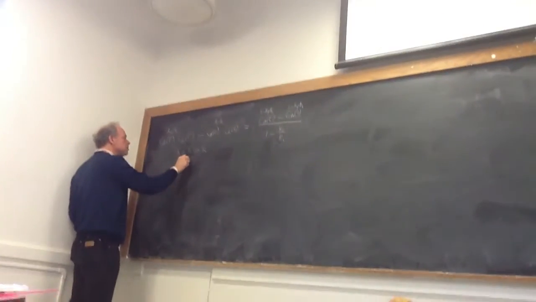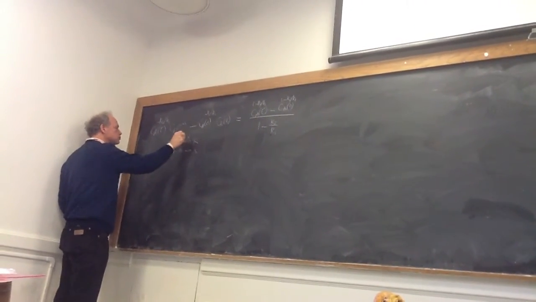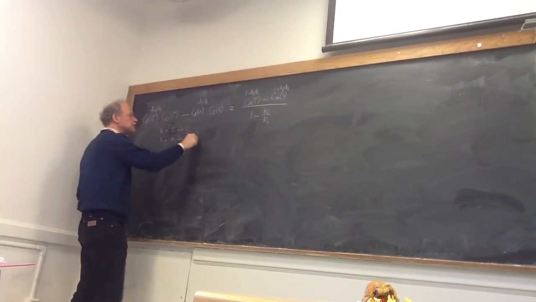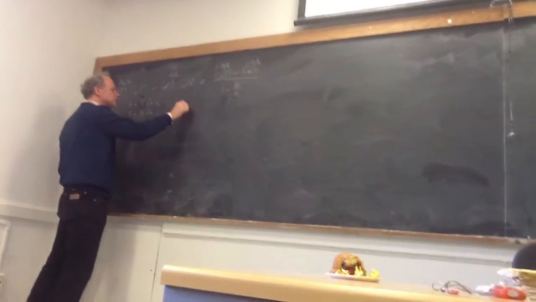A plus B goes to R, and R plus B goes to S. Reactions 1 and 2. We call this an example of series parallel reactions.